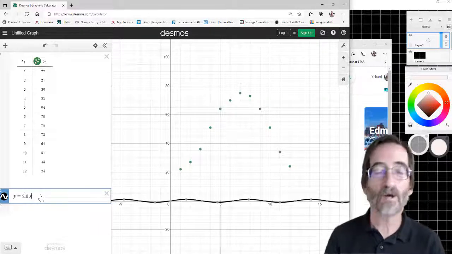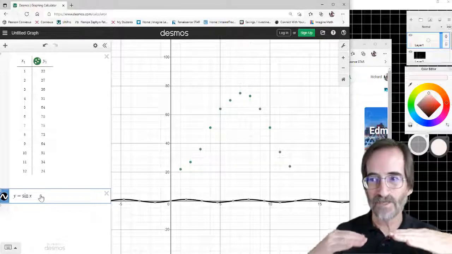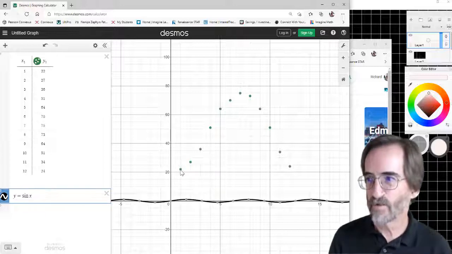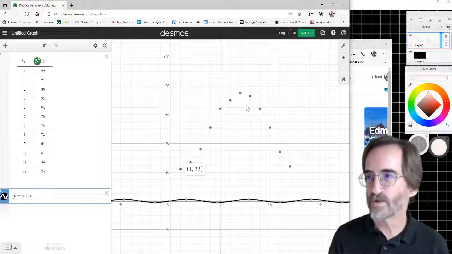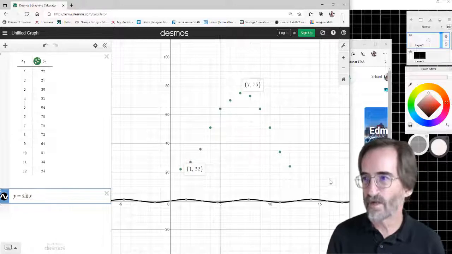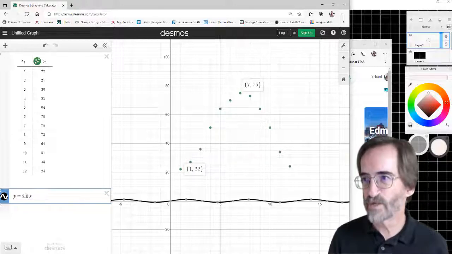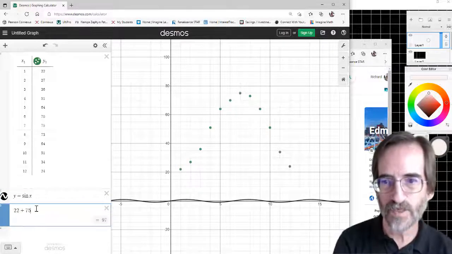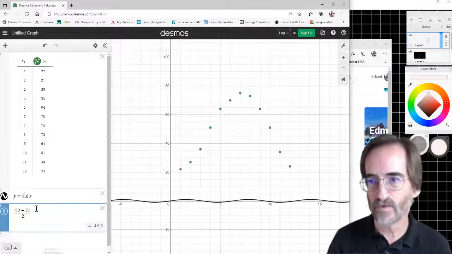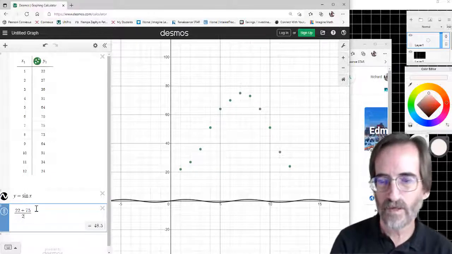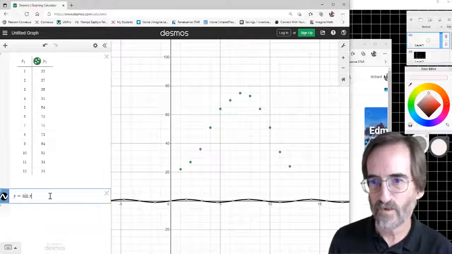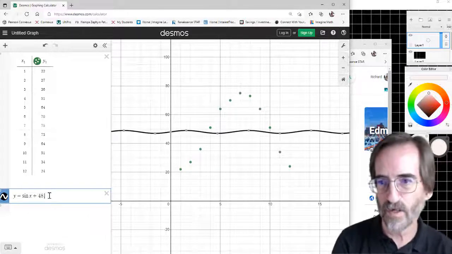Okay, the first thing I note is that sine x is centered at 0. But I want to center this in the middle of this. So I'm going to note the lowest temperature, 22, and the highest temperature, 75. And I want to go halfway between 22 and 75. So I'm just going to do this. 22 plus 75 divided by 2 is 48.5. Okay, so the middle of that is 48.5, the midpoint. So I'm going to say plus 48.5.